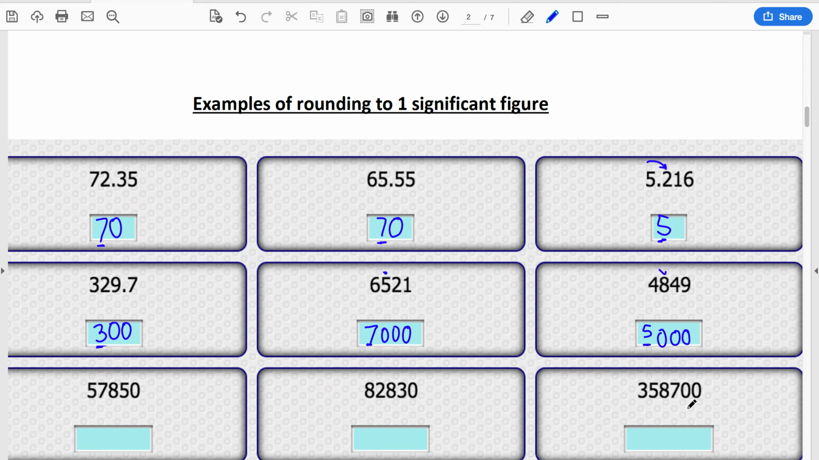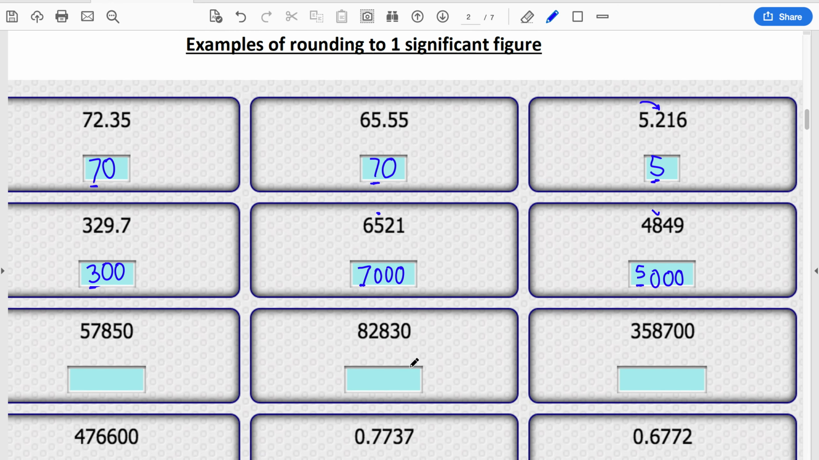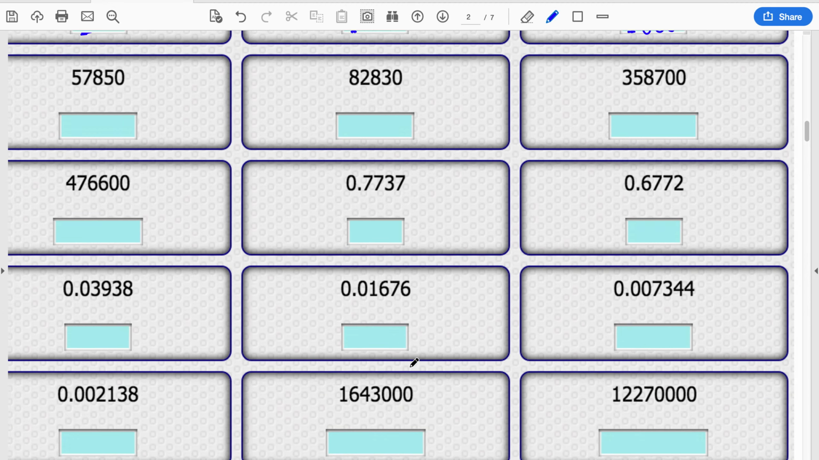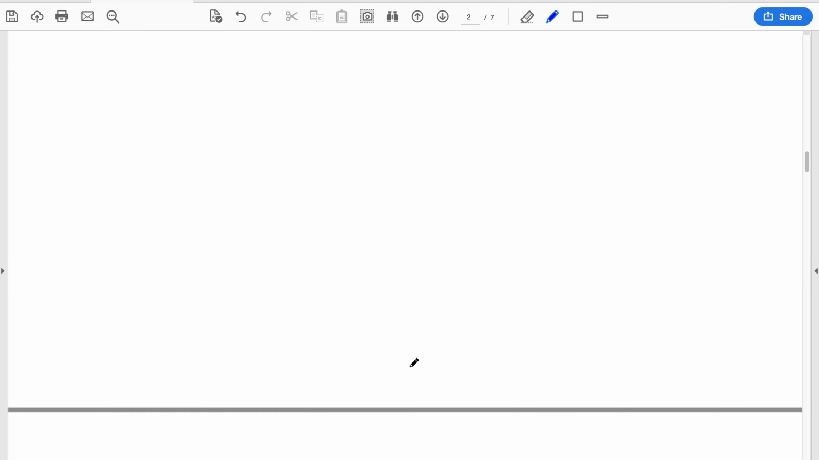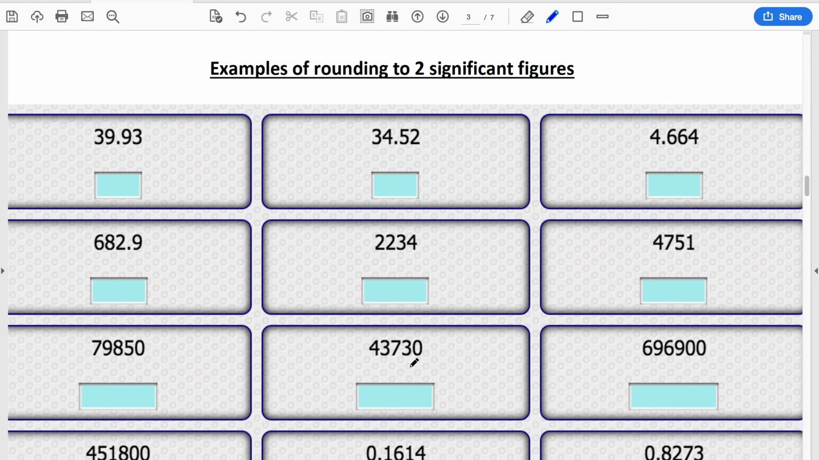I'll let you continue and finish this sheet here, so you're practicing rounding to one significant figure. On the next page though, two significant figures now. So I'm going to write two values.